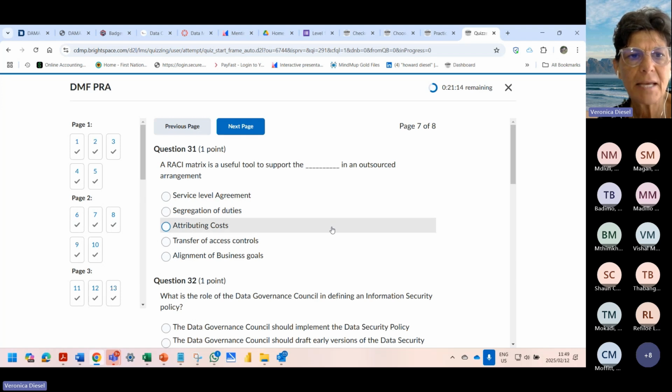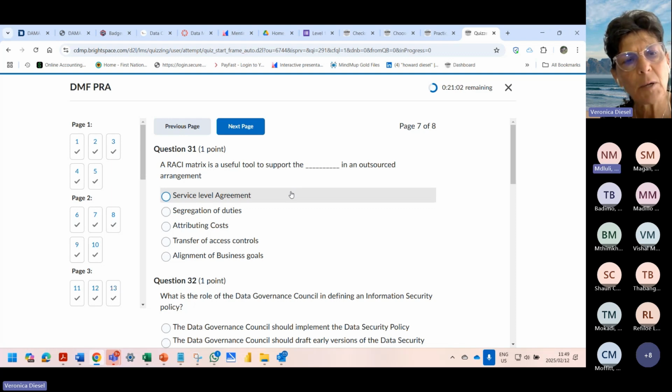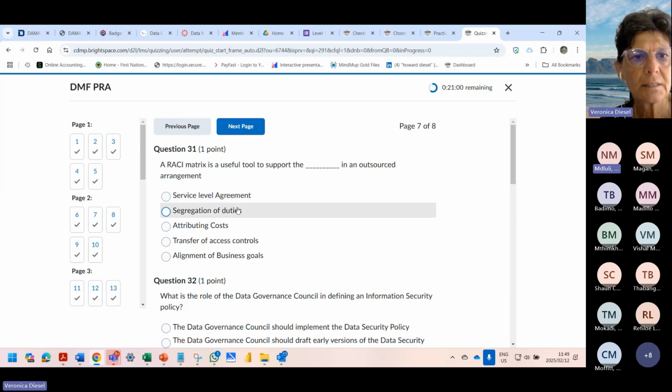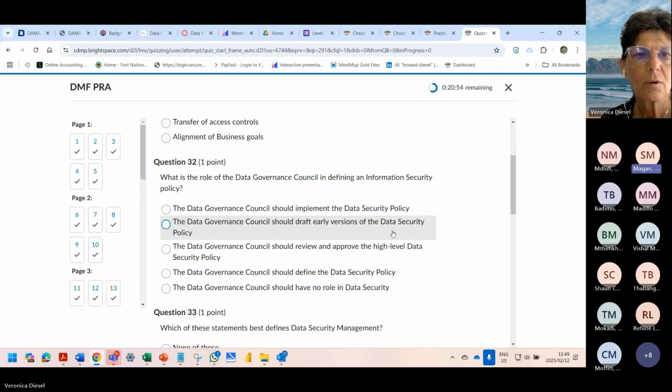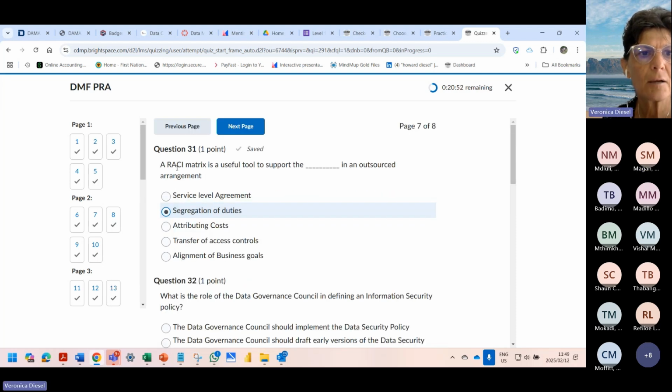A RACI matrix is a useful tool to support the whats in an outsourced arrangement. SLA, service level agreement. But is RACI not responsible, accountable, segregation of duties? No, it's who is doing what. It's responsible, accountable, consulted, and informed.